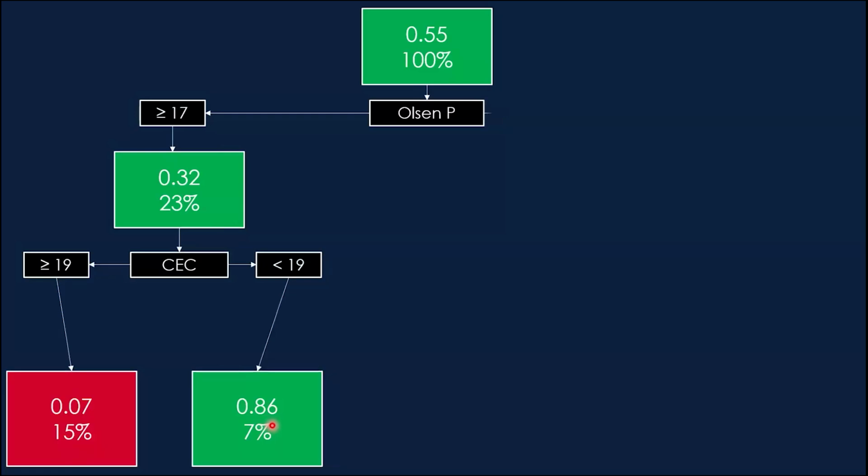So that cation exchange capacity could explain some of those sites that we're seeing above that threshold but are still responding. Then if we look at the other end of the spectrum, when we're below 17, we typically would say, yes, you're going to respond. But we saw a lot of sites that didn't.